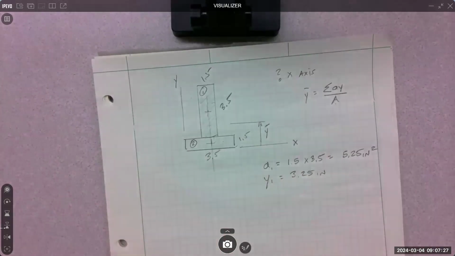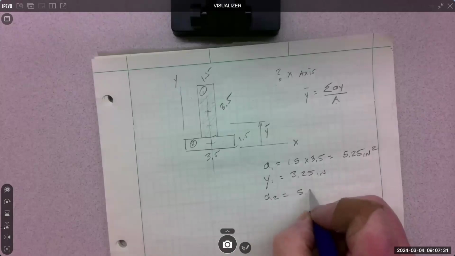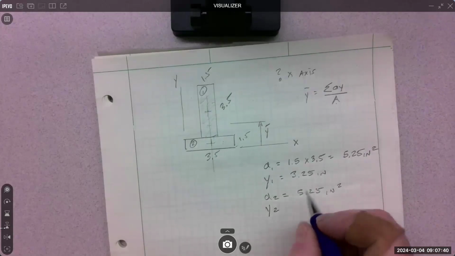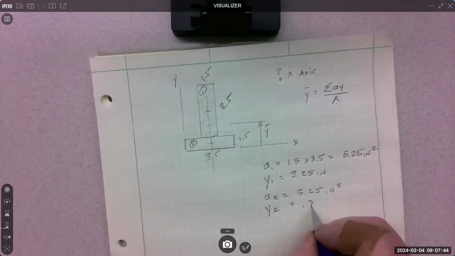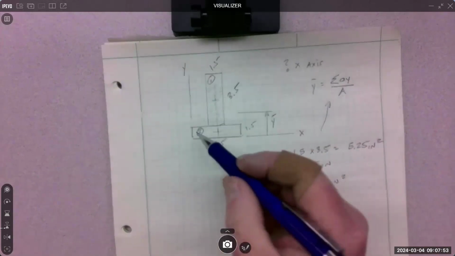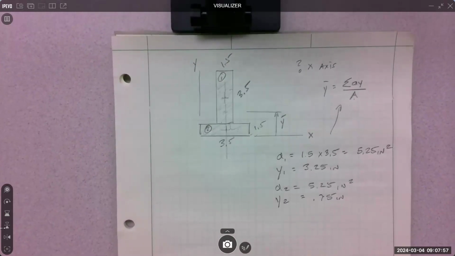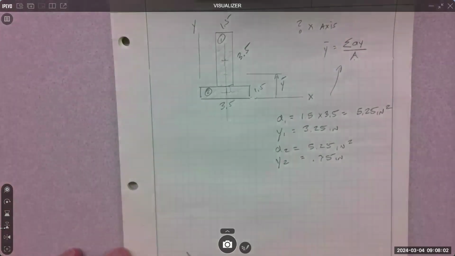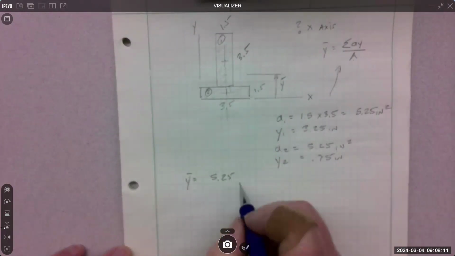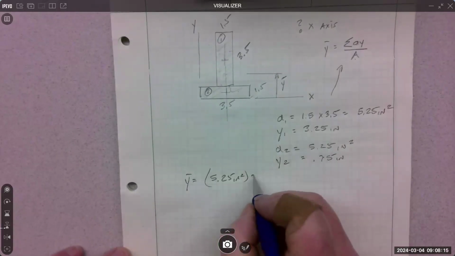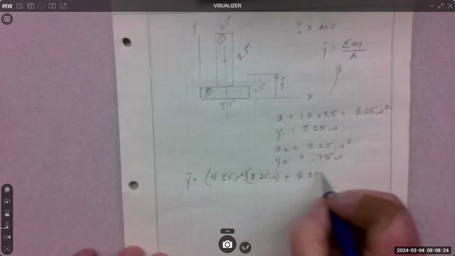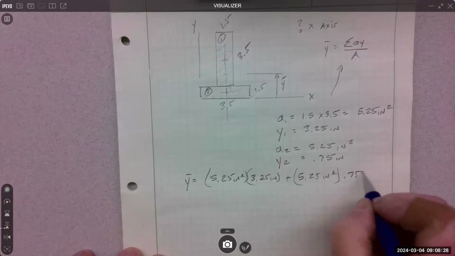Now I need the area of shape 2, which we already know is 5.25 inches squared. And I need the y distance to this second shape, which is half of that, which is 0.75 inches. All right, so those are all the pieces you need to plug in. Everything's solid, so everything is going to get added together. So y bar equals the summation of A1, 5.25 inches squared, times y1, 3.25 inches, plus A2, 5.25 inches squared, times 0.75 inches.